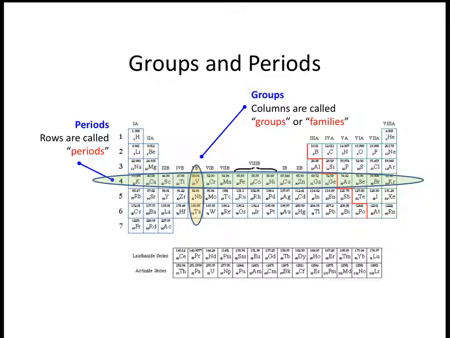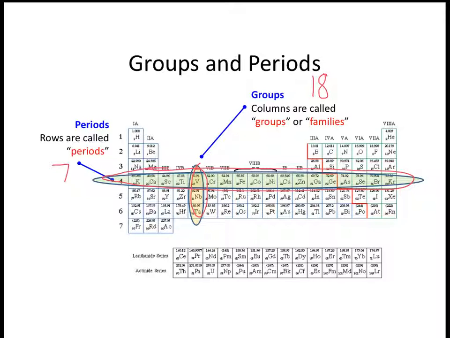So let's discuss the organization of the periodic table. We have two directions on the periodic table. We have columns, which are running vertical north-south. They are also known as groups or families. And you can see that right here. And then we have periods. Periods run east-west. They are our rows of the periodic table. Notice that there are 7 periods, and there are 18 groups or families.